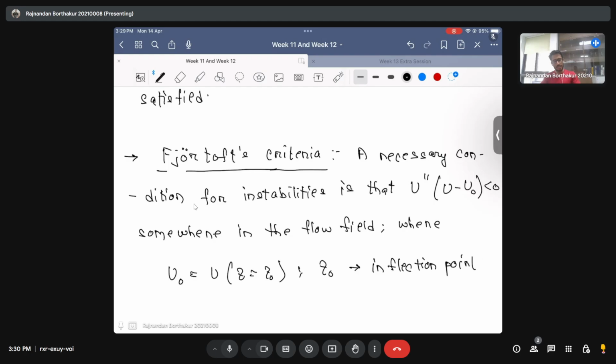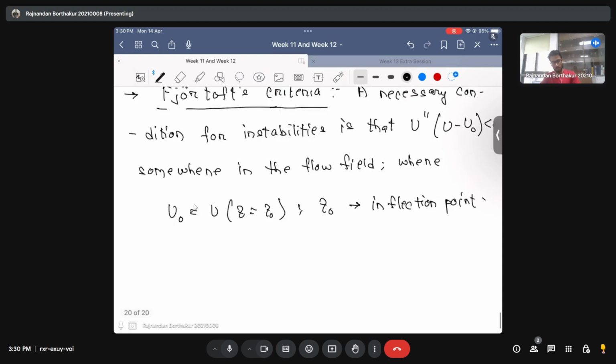So once again you can prove the Jortov's criteria from the Rayleigh stability equation itself. What it says is that you evaluate this quantity, and if it is less than 0, then it's a stronger criteria. Although this is not a sufficient criteria, it's a stronger criteria for instabilities. I say it's stronger because you can apply this now for Couette flows. So, applying for Couette flows.